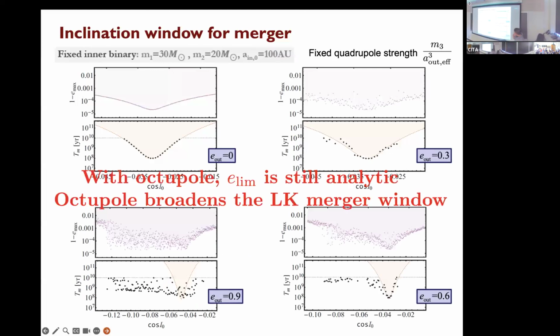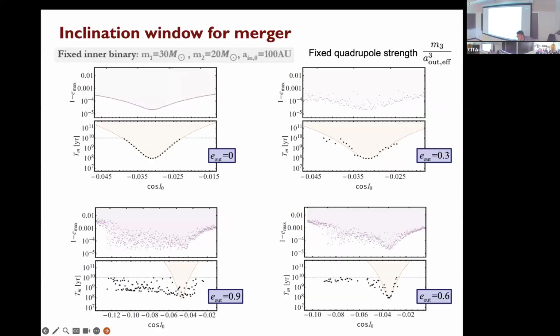The main takeaway for the octupole effect is that even though it's chaotic, there's still some rule that you have to satisfy. In particular, you cannot get arbitrarily high eccentricity, even with octupole. There's a misconception in the community. They do a lot of things with octupole, but there is a maximum eccentricity you can get. You cannot arbitrarily increase it beyond that. This can be computed.